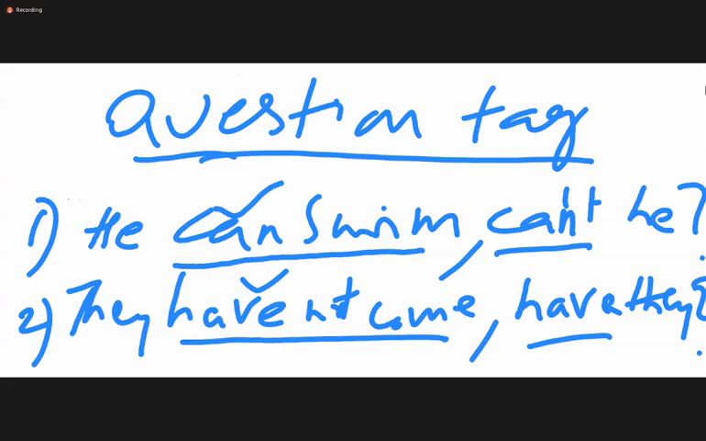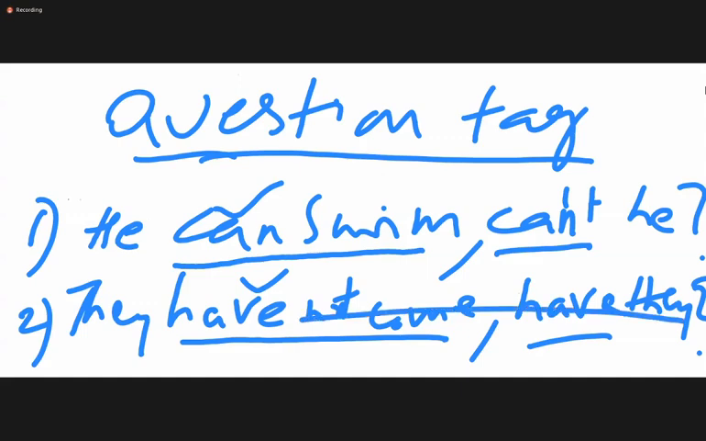They haven't come. Already have is there. The statement is negative. This is why the tag must be positive. Just write only the helping verb, have. Just repeat the pronoun. Have they. That's how we can write the helping verb.